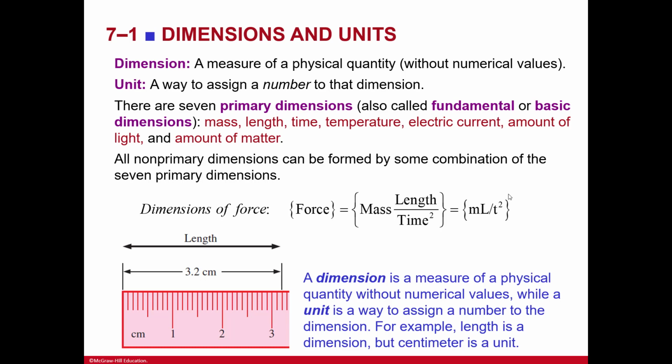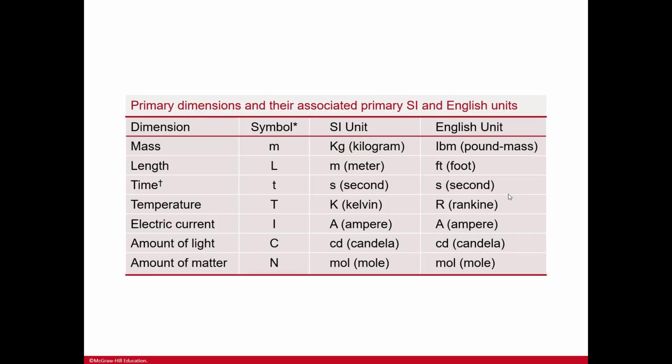So you see here, a dimension is a measure of a physical quantity. So you have length, right? Because there's no numerical value there. You have a dimension, which is a length, and then you have a unit, which is a way to assign that. Here you have primary dimensions, so again, mass, length, time, etc. And then you have the unit, so kilogram, meter, centimeter, things like that.